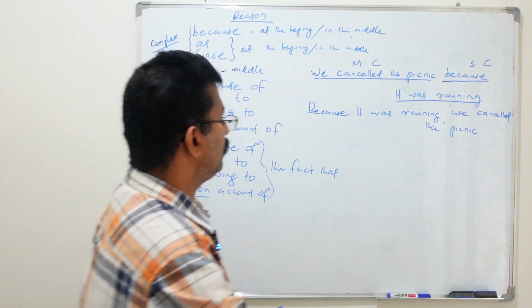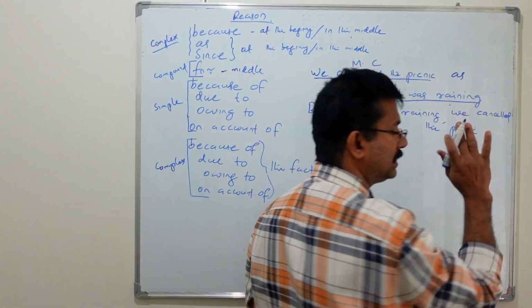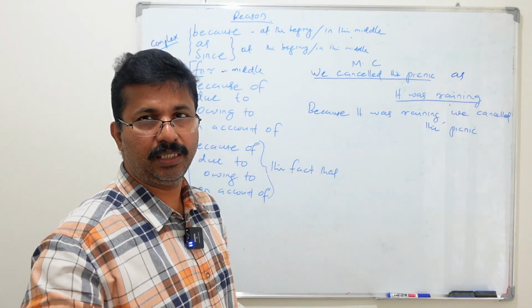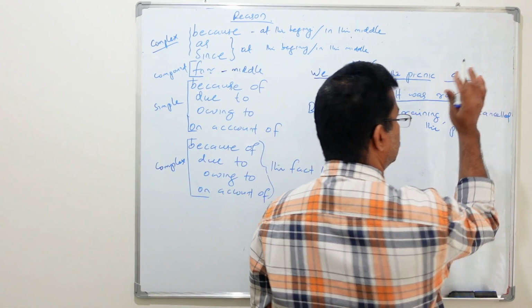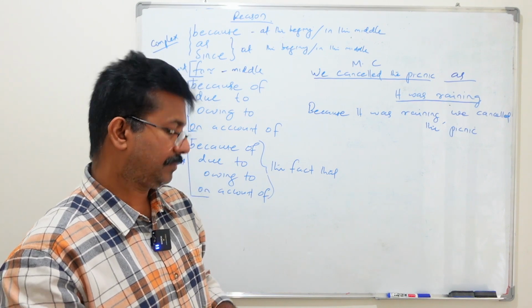All right, I'm going to put as in the place of because. You get the same meaning. We cancelled the picnic as it was raining. You get the same complex sentence.